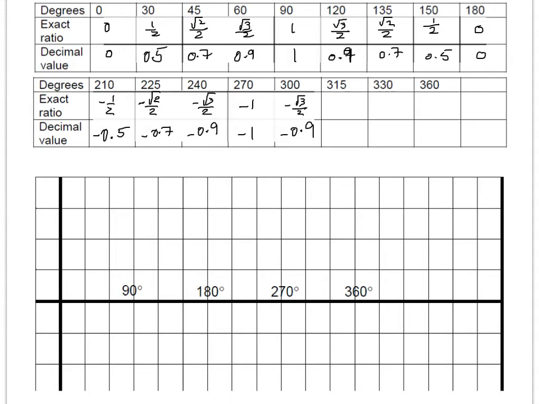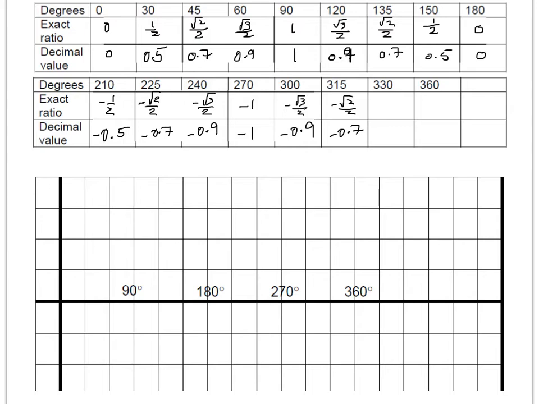315 is 360 minus 45. So the reference is 45 degrees, square root of 2 over 2. But since it's in the fourth quadrant, it is negative square root of 2 over 2, which is negative 0.7.